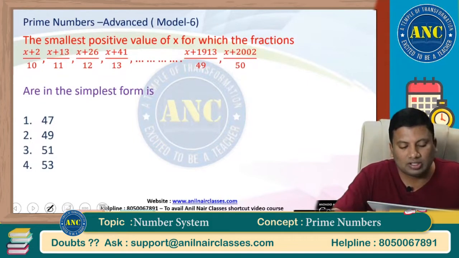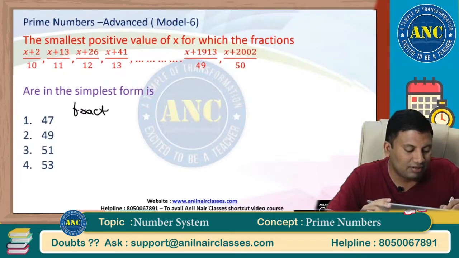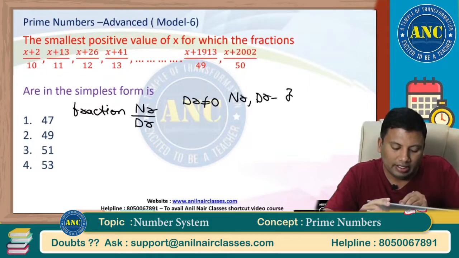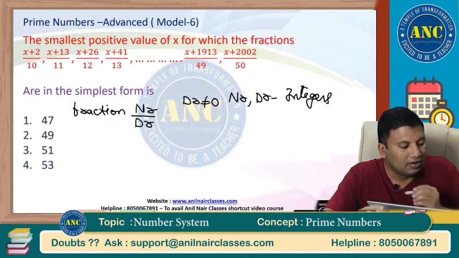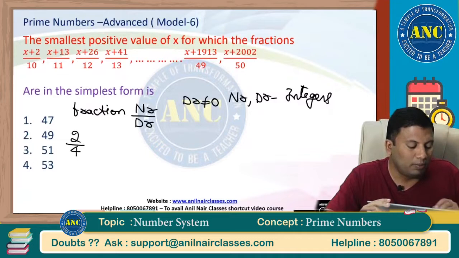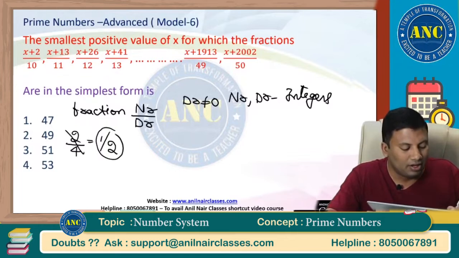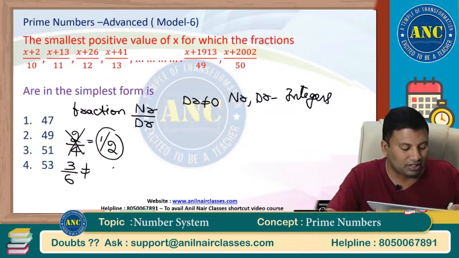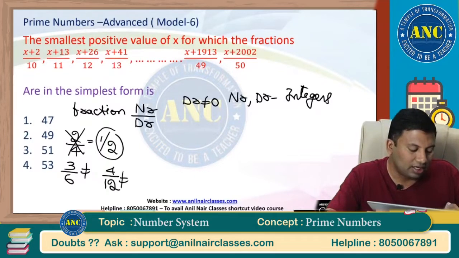First, the smallest positive value for which the fractions, there are some fractions. A fraction is of the form numerator by denominator, denominator not equal to 0, and numerator and denominator are integers. Then when will it be in simplest form? 2 by 4 is equivalent to 1 by 2. 1 by 2 is in its simplest form. 2 by 4 is not in its simplest form. 3 by 6 is not in its simplest form. 4 by 12 is not in its simplest form.